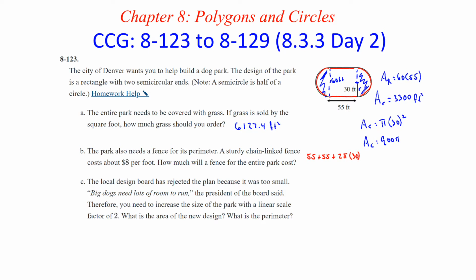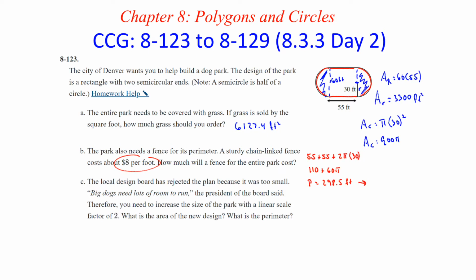So this would be 110 plus 60 pi. So the perimeter would equal, once again, approximately 110 plus 60 pi. And that would be approximately 298. We'll go with 0.5, and that would be feet. So that's the perimeter. But it wants to know how much it's going to cost, and it's $8 per foot.